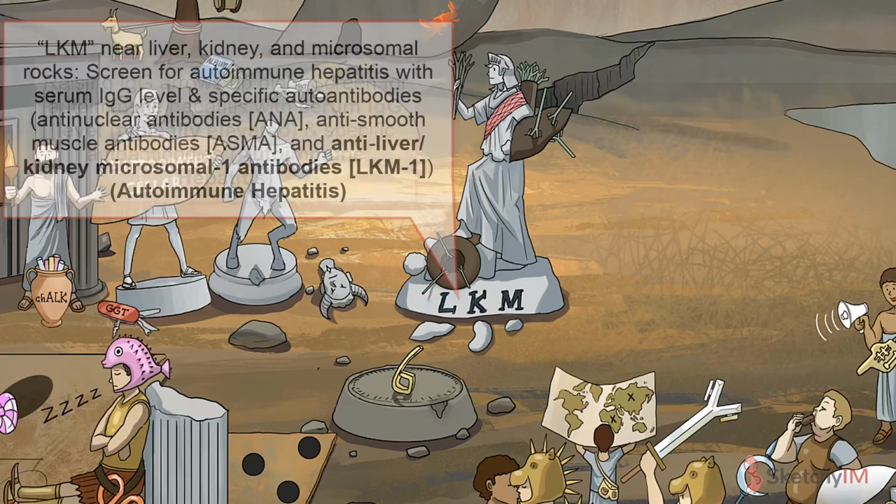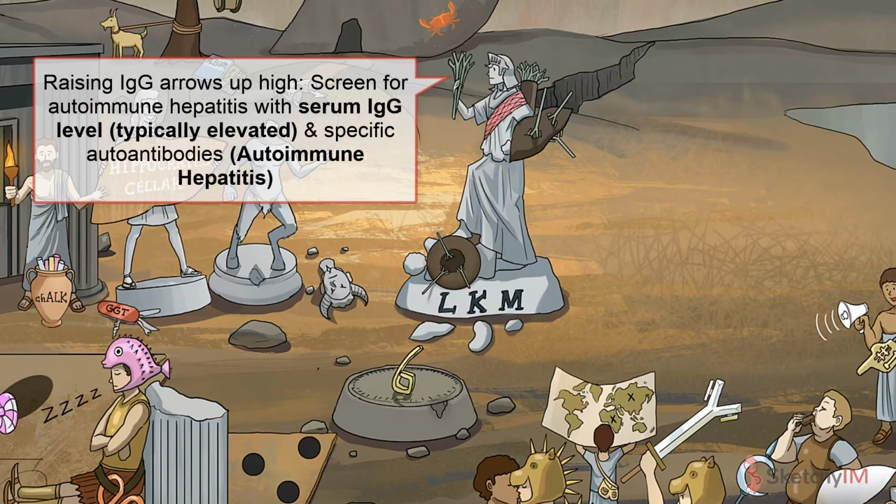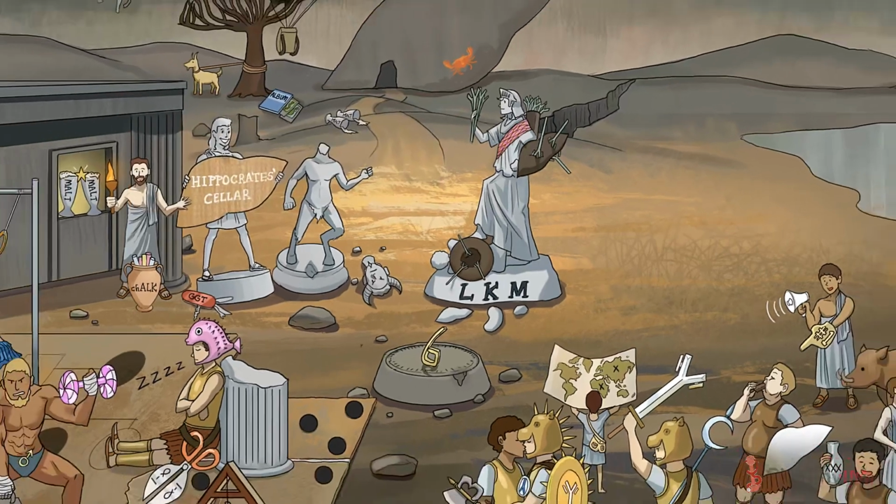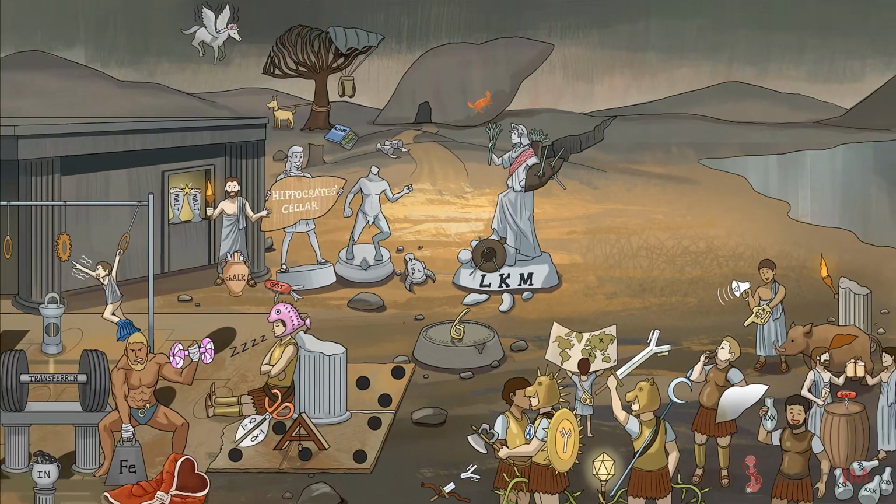In addition to the specific antibody test, obtain a serum IgG level. This will be elevated in most patients with the disease. That wraps up our autoimmune hepatitis section.